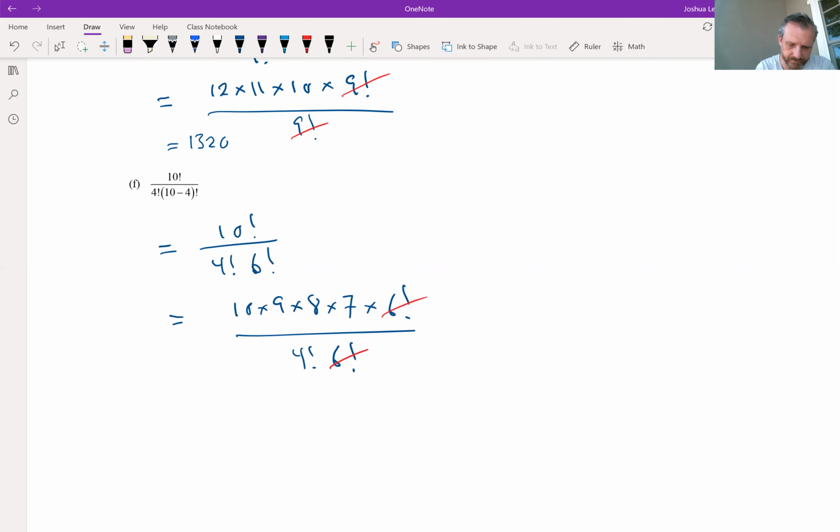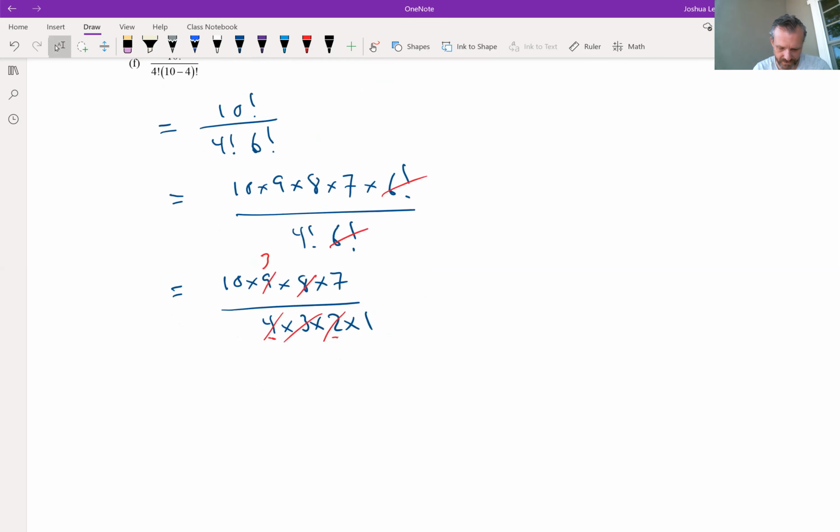Right, 4 factorial is 4 times 3 times 2 times 1. So notice what I'm going to do here. I'm going to pair things up, right? 4 times 2 is 8, right? 4 times 2 is 8. So I can cancel those. And then 3 goes into 9 3 times. So my answer is going to just be 10 times 3 times 7. So 30 times 7. 210. Okay.